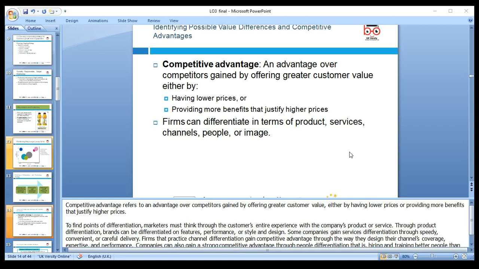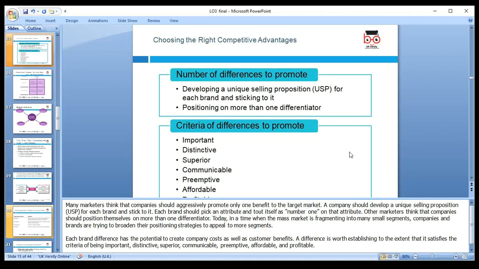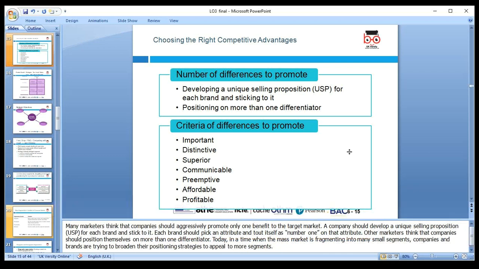They can deliver within 24 hours: order today and we will deliver in the next 3 hours. Others maybe can't. So we need to think about choosing the right competitive advantage, developing a unique selling point, and sticking with it for each brand. The criteria are important, different, defensive, superior, communicable, and we need to think about affordable. We can make different cars for different markets. The Tata Motors Nano, I think, was 2 lakh rupees in India. They tried to sell it in the European market, but that is still undergoing, according to my knowledge.